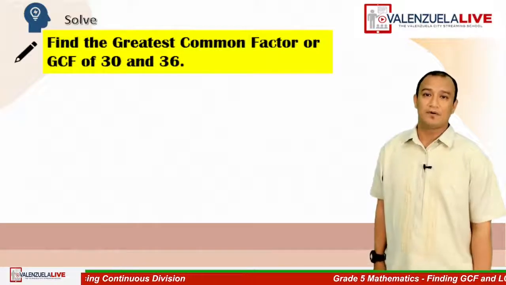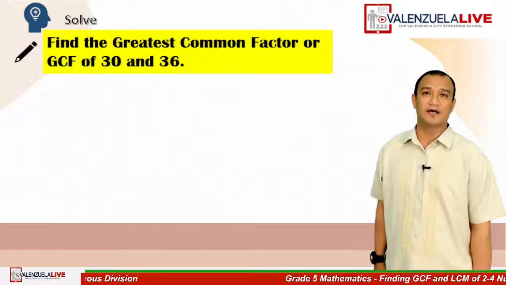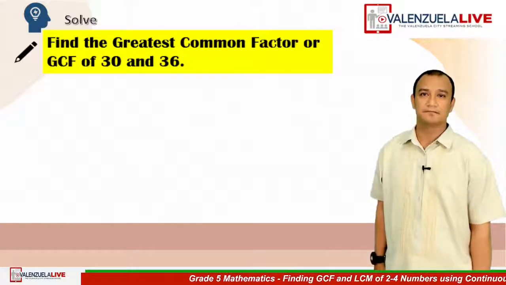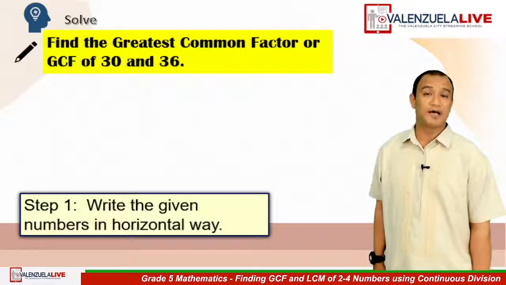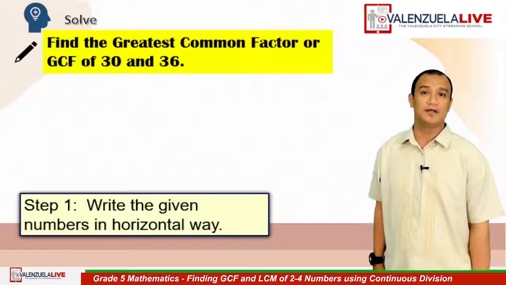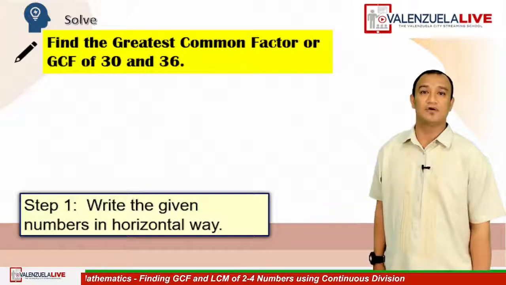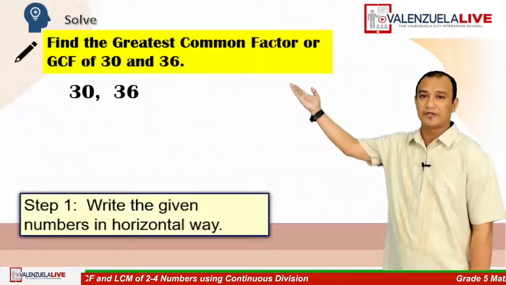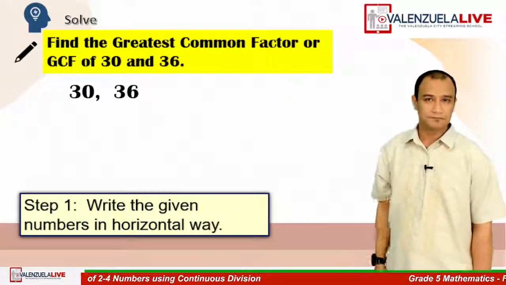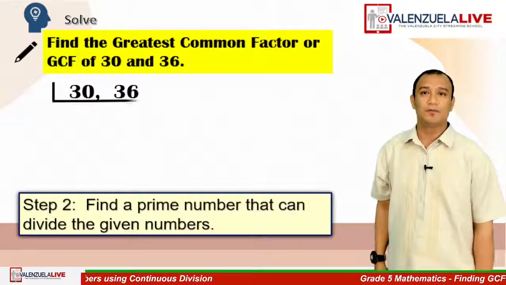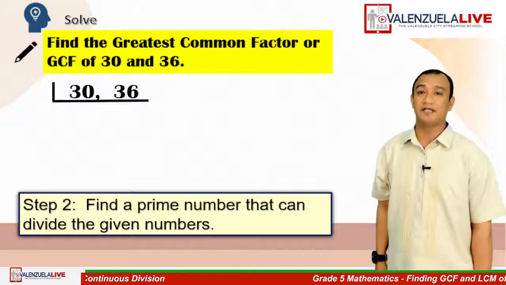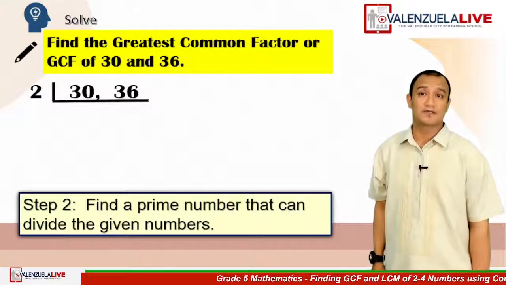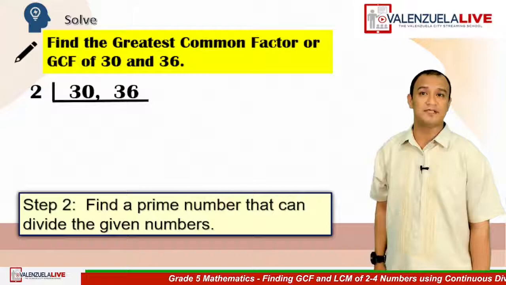And now, let us solve for the greatest common factor or GCF of 30 and 36. We have to follow these steps. For our step 1, write the given numbers in horizontal way, like this. We should write 30 and 36. For step 2, find a prime number that can divide the given number. So let's have a prime number 2 because 30 and 36 are both divisible by 2.